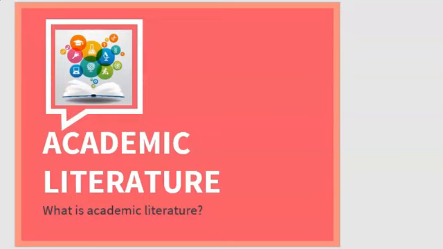So academic literature, what is academic literature? What is current? What is the difference between an academic journal and a non-academic journal? What does peer-reviewed mean? So all of those questions are things that you will hopefully learn in these next 4 to 5 weeks or so.